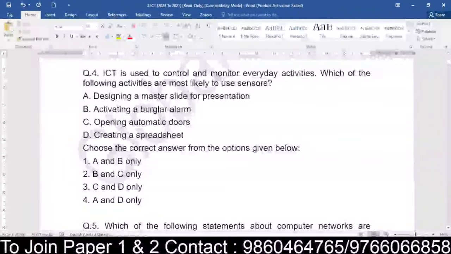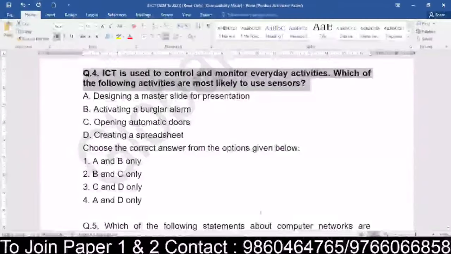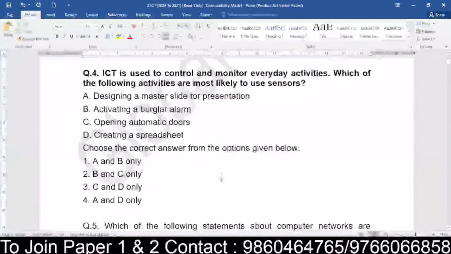Same way, you have a next question, but now see, the next question is not a statement question. It's a concept-based question. ICT is used to control and monitor everyday activities, right? Which of the following activities are most likely to use sensors? So now let's see. Quickly, yes, a bit easier it is.